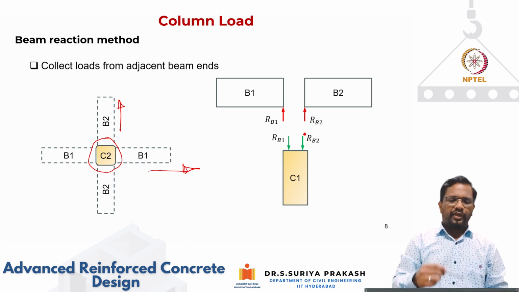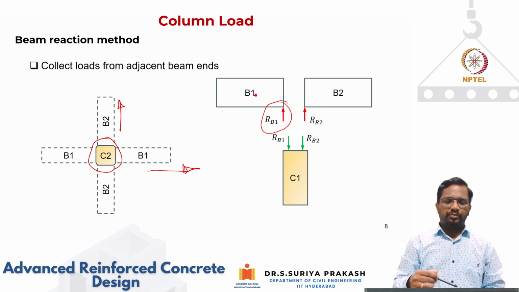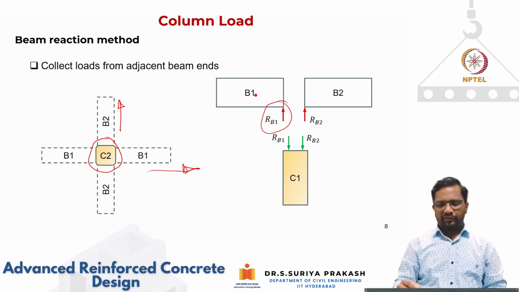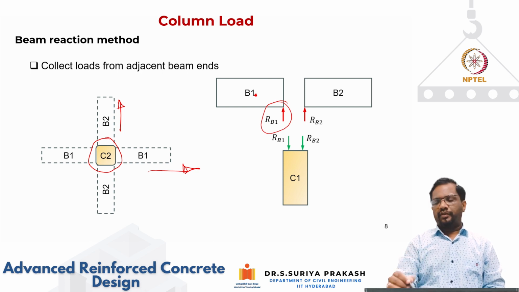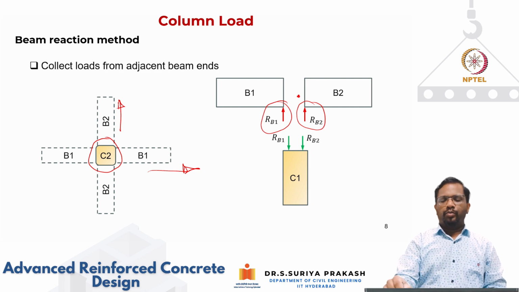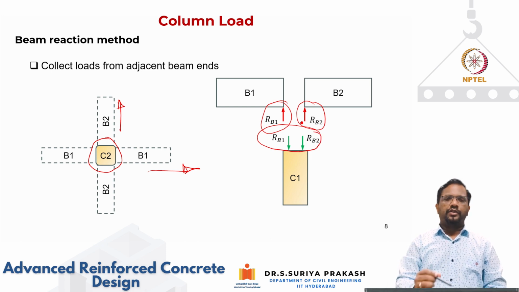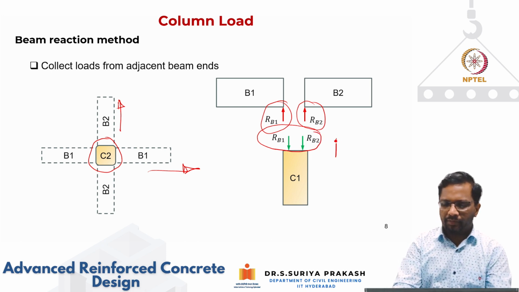If you take the free body diagram of B1, let's say this is the reaction that you're getting. Similarly, if I take the free body diagram of B2, which is part of the moment resisting frame, and I do the analysis and calculate this reaction, and take that as RB2, both of them will get transferred. So the total axial compression applied on this column C2, PU, is going to be RB1 plus RB2.